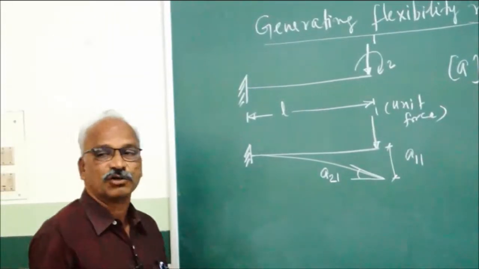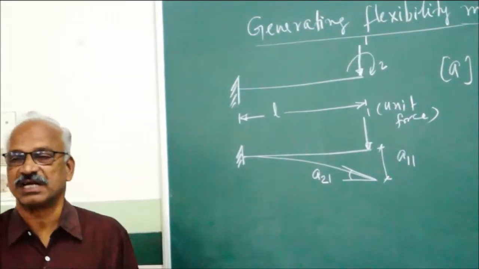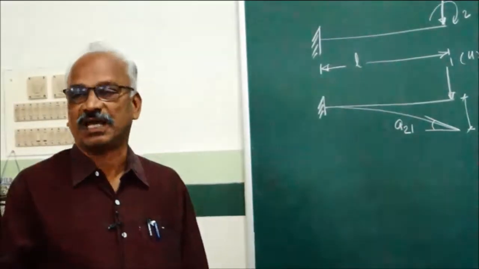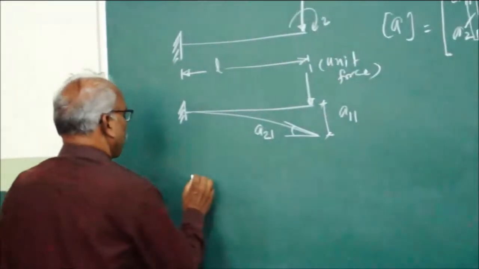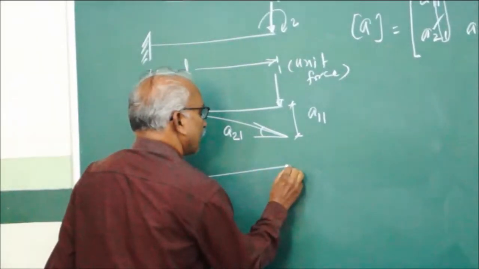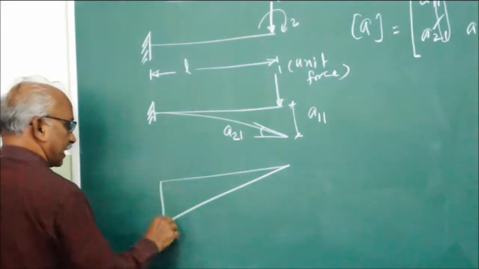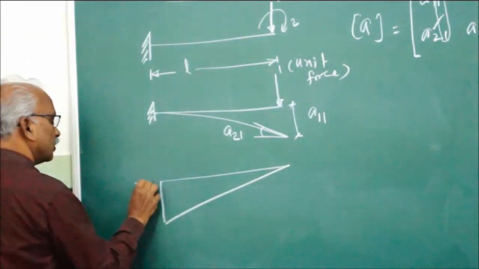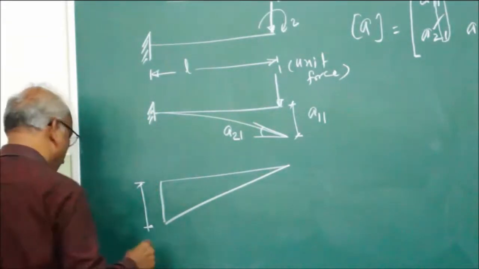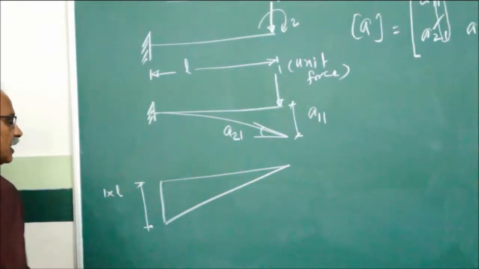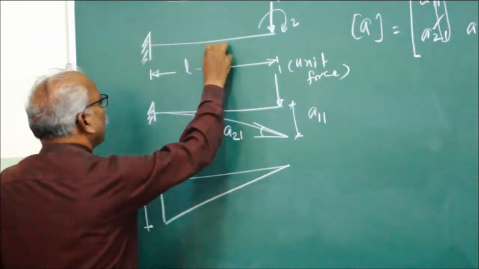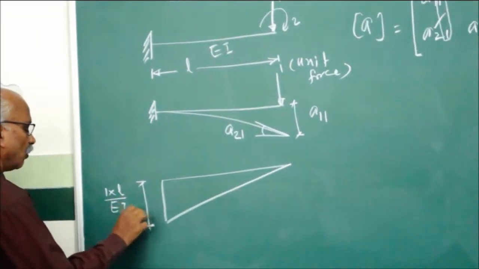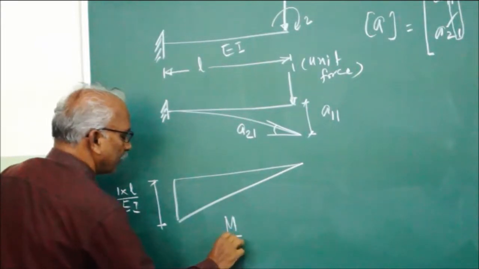Now for getting this, we are going to make use of the methods that we have studied earlier. Now we will adopt the moment area method. So for getting the displacements, this is the bending moment diagram. Bending moment diagram is 1 into L, the maximum bending moment. So EI is uniform. Therefore, the M by EI diagram will be 1 into L by EI. This is the M by EI.